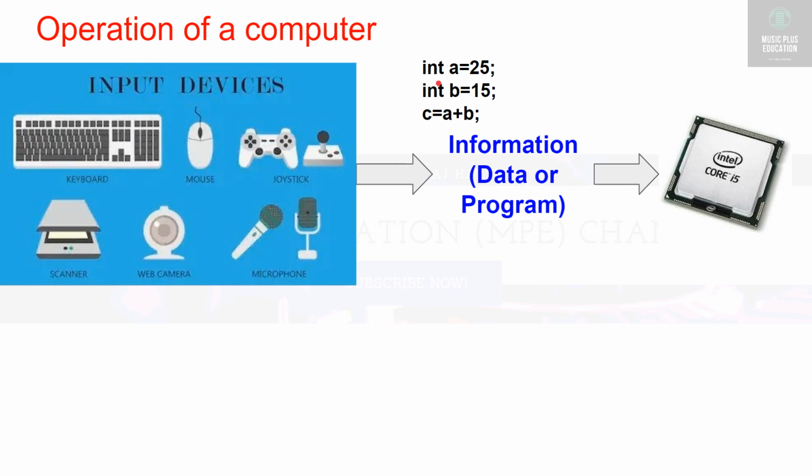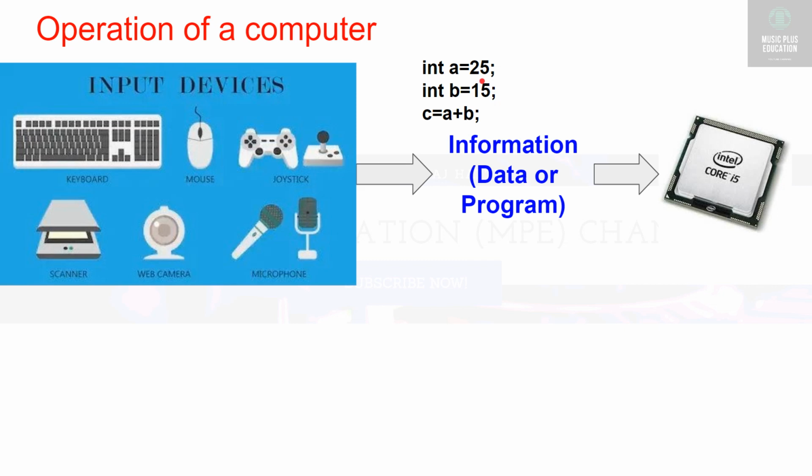And what is data here? 25 and 15 are the data. Data is also called an operand. Data means a number or coded characters. When I say coded characters, if you have watched my previous video, that is conversion from binary to hexadecimal, decimal to binary, like that. So this is what the processor does.